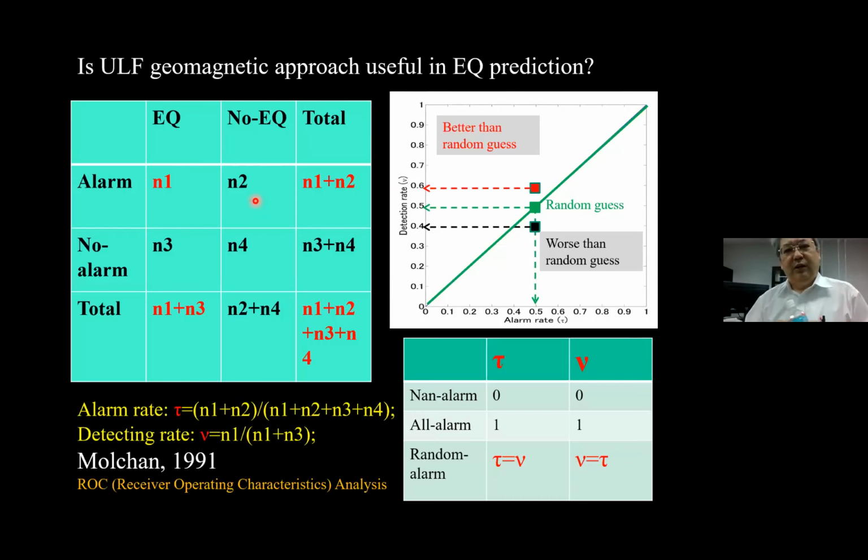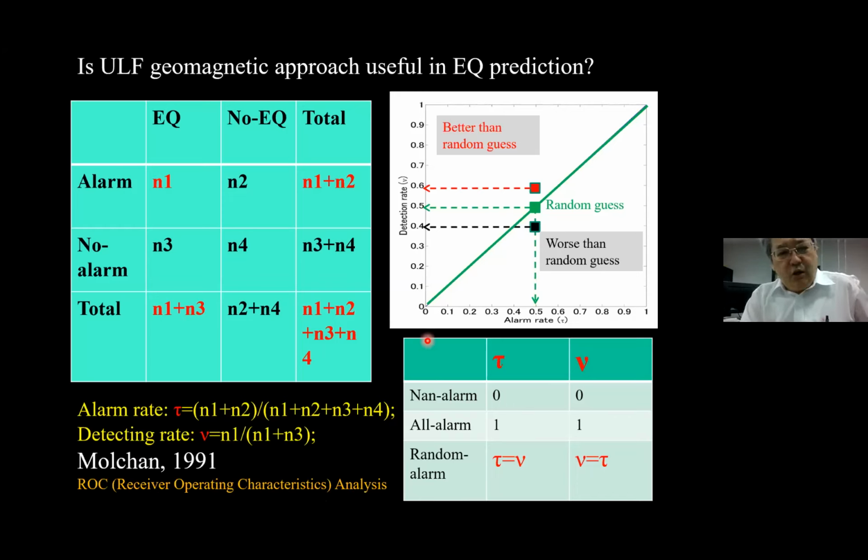Then we'd like to assess whether precursor information is included or not. To achieve this, we use the ROC analysis. ROC is receiver operating characteristic curve analysis. In the seismic approach, usually the Molchan error diagram is applied. This is a kind of ROC analysis.